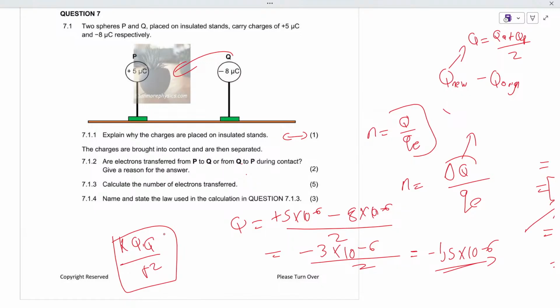So you must remember all the laws that are there in electrostatics to say that the law we used is the law of conservation of charge. It says charge can never be created or destroyed, but can only be transferred from one sphere to another, or that the charge of an isolated system remains constant. So that's the law that we have used.